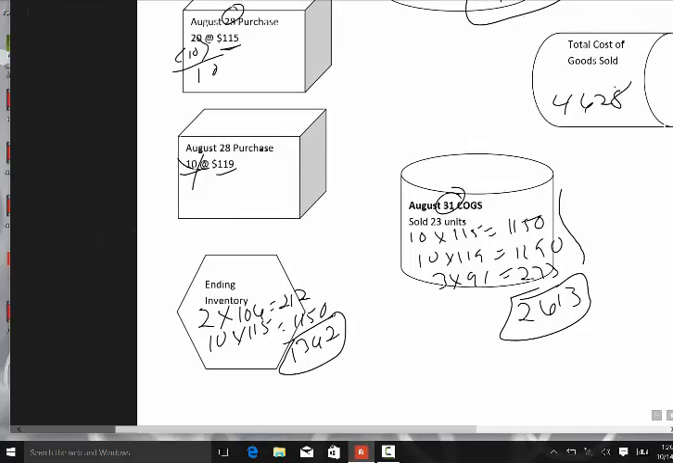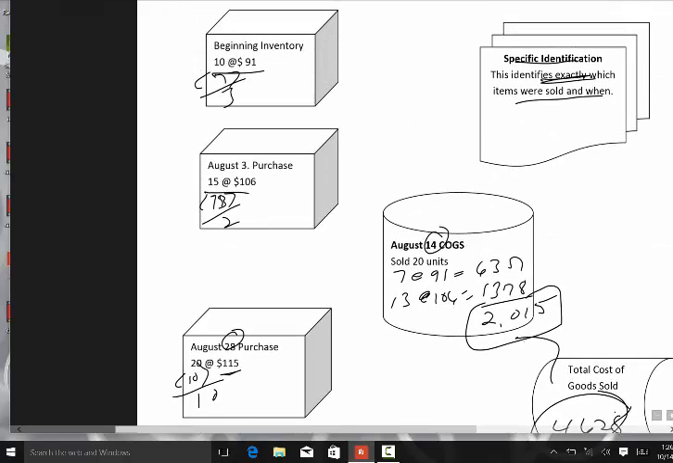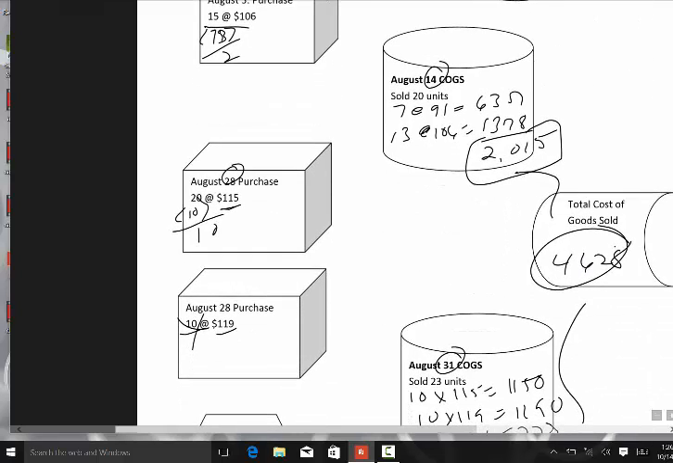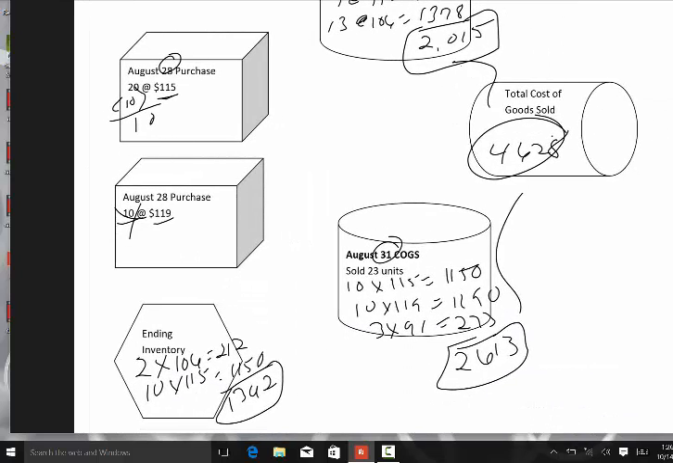And so there's a couple of ways when you get ready to do the problems in the book. They're always going to give you beginning inventory and then your purchases. And then they'll say, okay, using the specific identification method, we had left in inventory 2 units from the August 3rd purchase that cost us $106, and then 10 units from that August 28th purchase that cost us $115. And so that's my ending inventory.